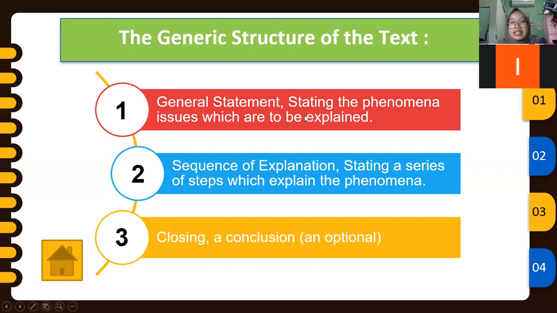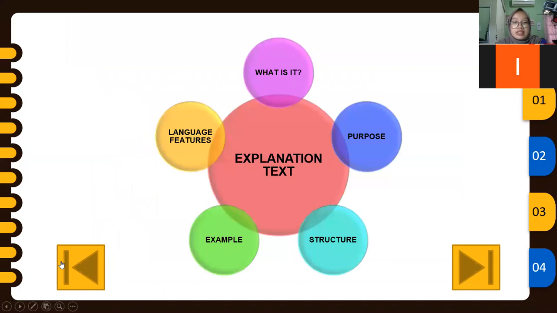General statement is stating the phenomena or issues which are to be explained. And the sequence of explanation is stating a series of steps which explain the phenomena. And the third is closing, which is a conclusion, and this is optional. Alright, students? Now, the next is example.